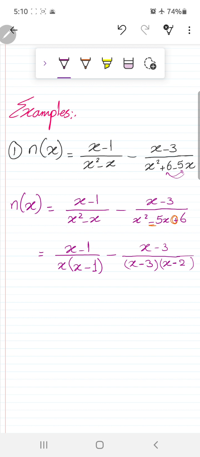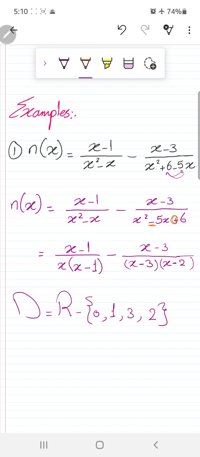Next, get the domain: R minus the set of zeros of the denominator. Here x alone, which is 0. x minus 1, opposite sign, which is 1. Here -3, so it will be 3. -2, it will be 2. Okay. And finally, reduce the fraction or simplify.